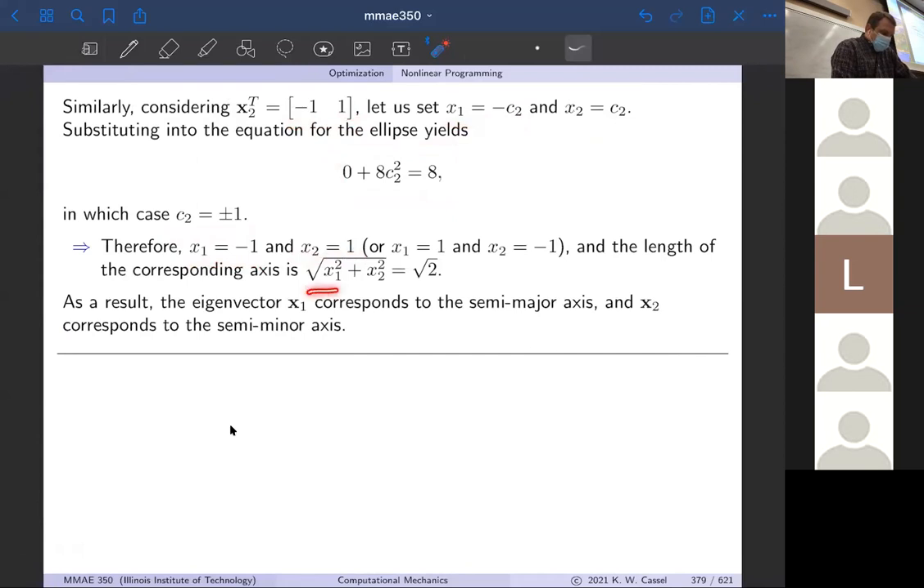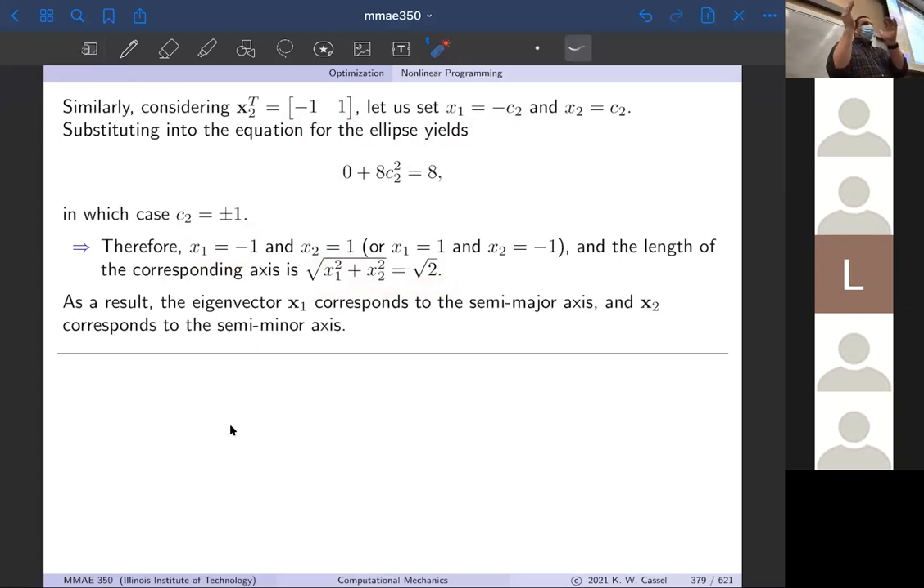And so the square root of the sum of the squares is then the square root of 2, which is like 1.4, so that's less than 2. So the semi-major axis is in the 1, 1 direction, and the semi-minor axis is in the minus 1, 1 direction. Again, that's just an example to illustrate primarily the method of Lagrange multipliers.